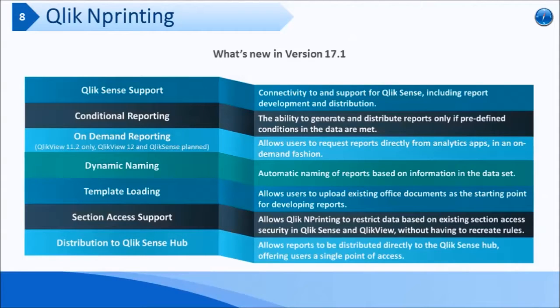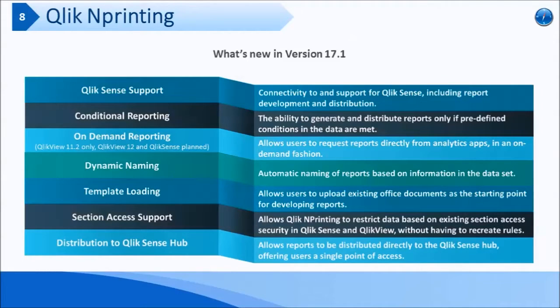So here's some of the things that are new in Qlik Sense. So that conditional reporting that I've just talked about. So if a condition's met, then we can send some things out. On-demand reporting was available in older versions of Qlik Sense. It will become available again in Qlik Sense as we move into NPrinting as we move into later versions. We support section access, which is really important for security. And just one more piece that I wanted to talk about, and then I'll show a quick screenshot of that. You can distribute reports directly to the Qlik Sense hub.